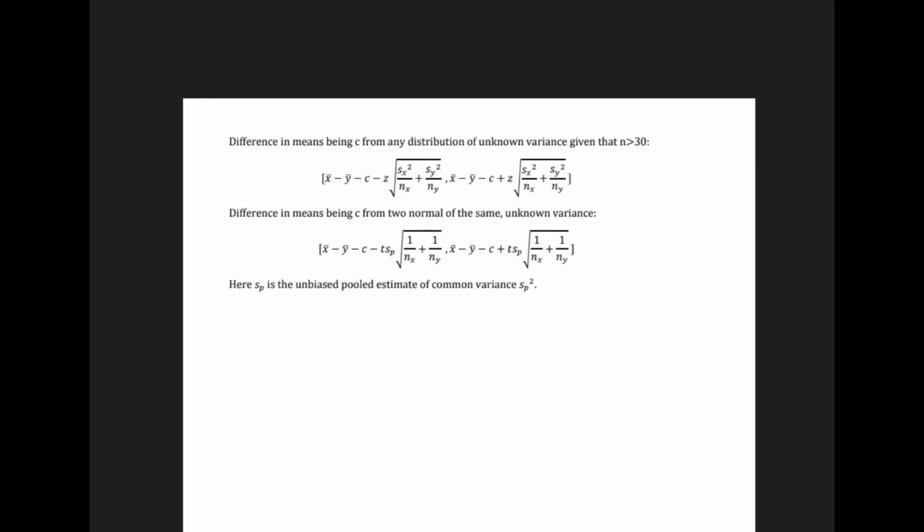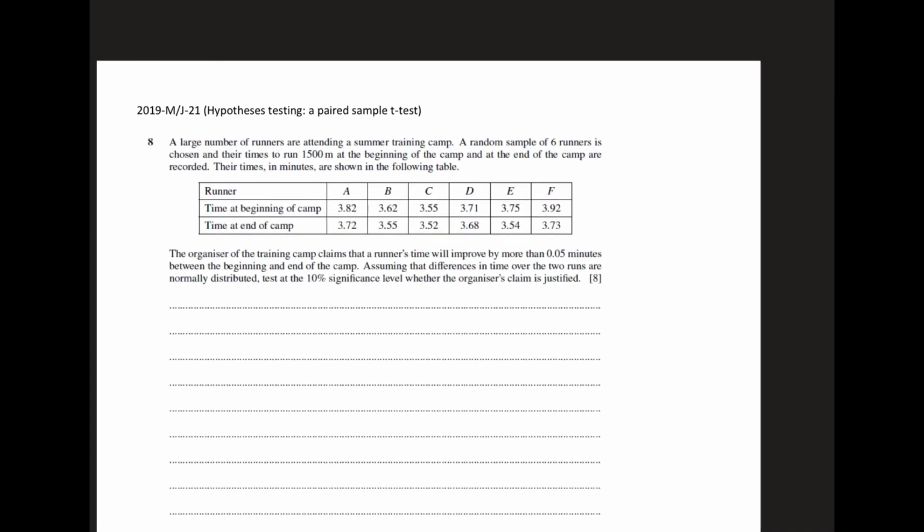Now let's take a quick look at some past paper. Let's say this one. A large number of runners are attending a summer training camp. A random sample of 6 runners is chosen. 6, not more than 30, so this is a t-test. Their time to run 1,500 meters at the beginning of the camp and at the end of the camp are recorded.